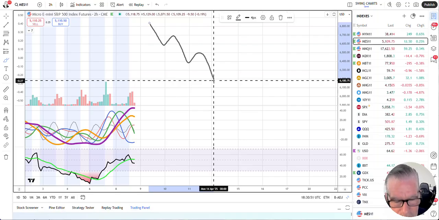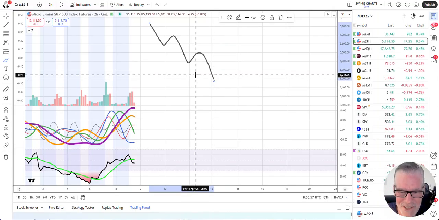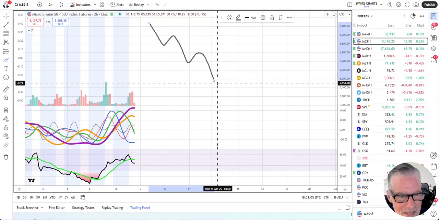It took a little while for this bear market to get going, but once it did, and then especially after Liberation Day, when everything cracked to the downside, we haven't recovered yet from that. And it's a week on now. We're almost up to a week after Liberation Day.